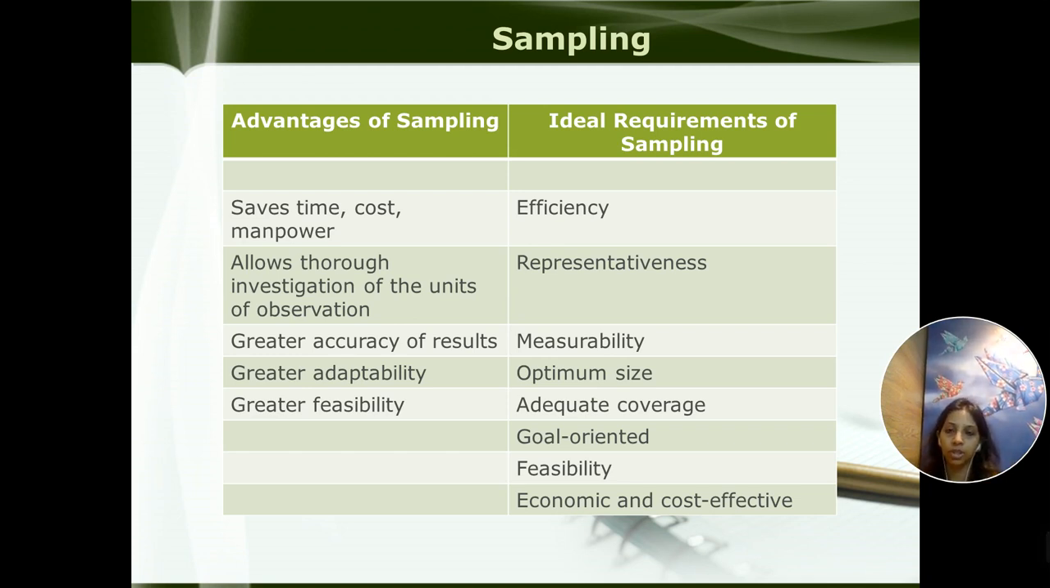Measurability, obviously they should be measurable. They should be optimum size. The sample size should not be too large to compromise on the feasibility, and they should not be too small to compromise on the generalizability of the results. There should be adequate coverage. It should be goal oriented. There should be feasibility, and it should be economic and cost effective.